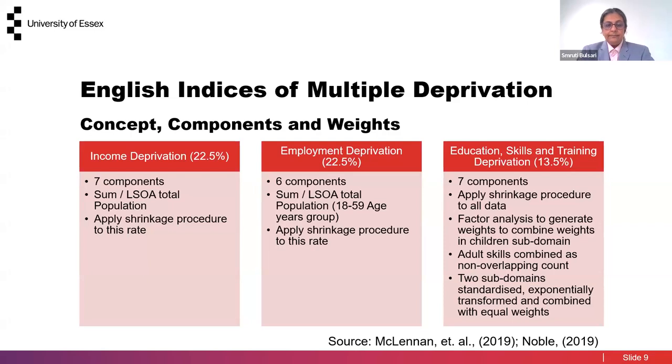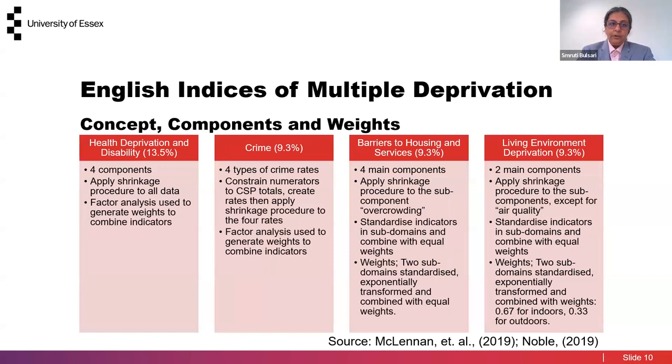Now, as I mentioned, there are seven domains of the indices of multiple deprivation. Three domains are seen on this slide. One is the income domain, second is the employment domain, and third is the education, skills and training domain. The other four domains are health deprivation and disability, crime, barriers to housing and services, and living environment.